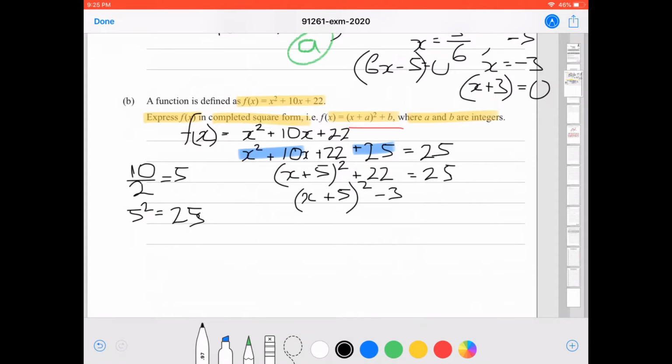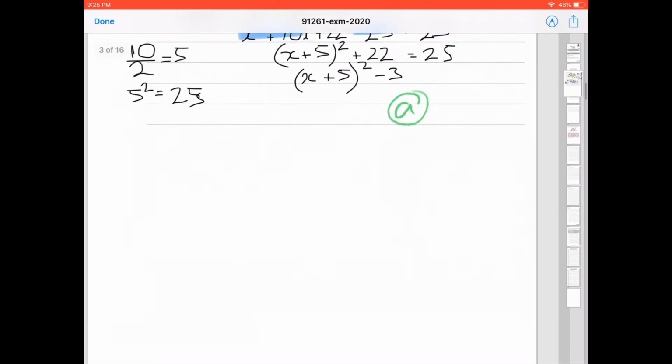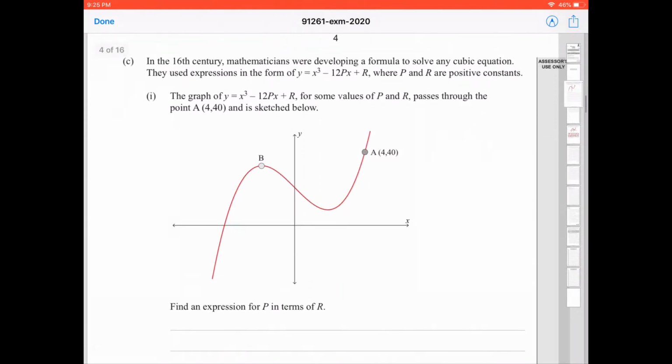Okay, and with that we have completed the square correctly, and that gets us the achieved grade here. There are multiple ways of going about that sort of question, but that is how I like to do it. Okay, moving on to question 1c now.